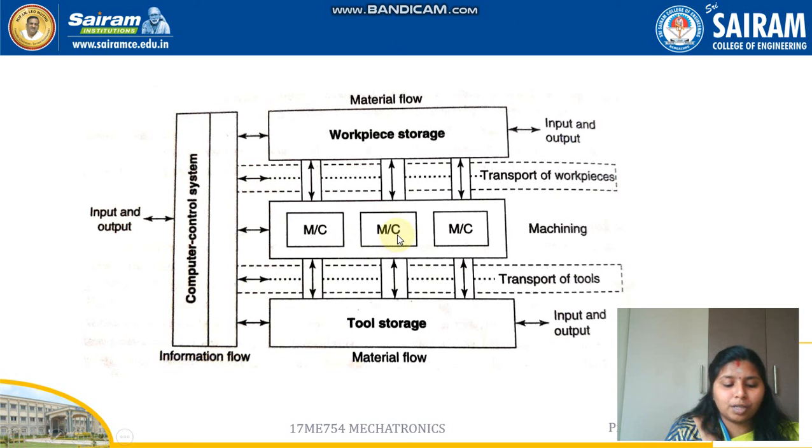This diagram shows a typical manufacturing system, characterized by sequential arrangement. So how the workflow is, whether input and output. There is the computer control system, workpiece storage, material flow, transport of workpieces, machining, transport of tools, tool storage, and material flow. So this is how the flexible manufacturing takes place, how the flow takes place. Everything is done with the help of a system. So this is also one example of a mechatronic system. So this is about the control systems and applications of mechatronics.